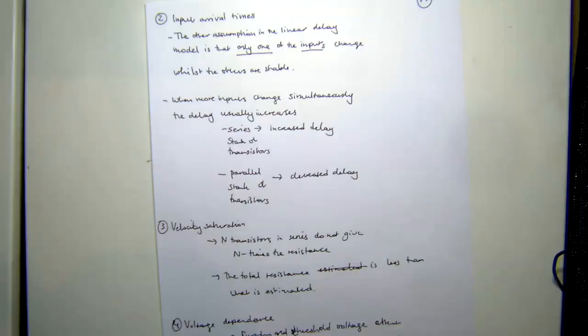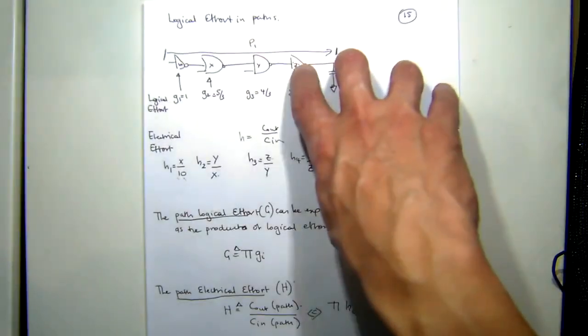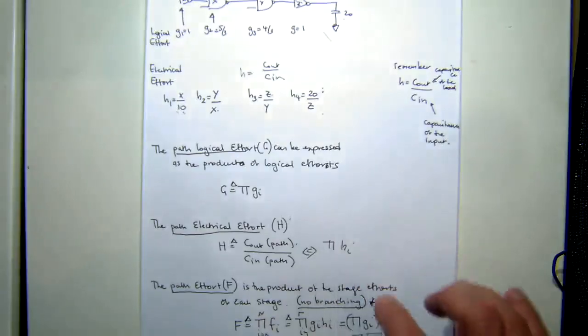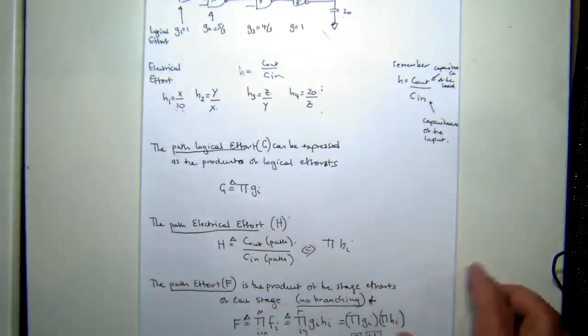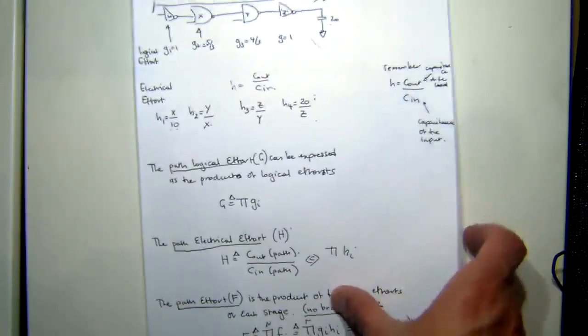Only one input is changing at any one instant in time at the input of the gate. There were some others, but they're second-order effects. Now, we went through and looked at logical effort in certain examples, and we defined path logical effort, path electrical effort, and path effort, and we determined these formulae. Importantly, what I emphasized was you have to make sure that you know this.